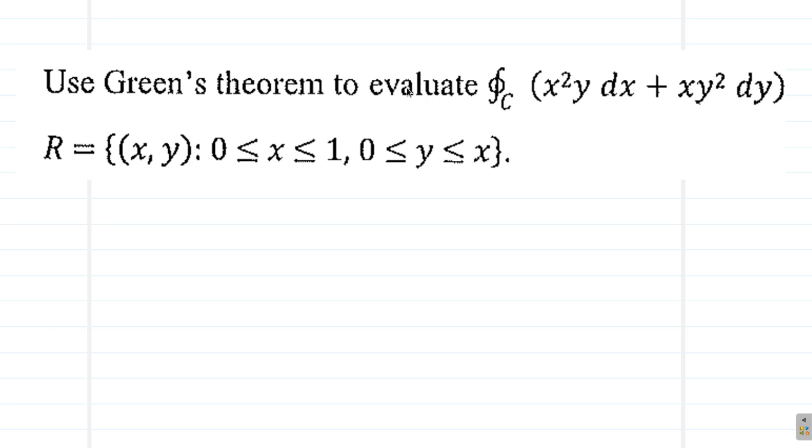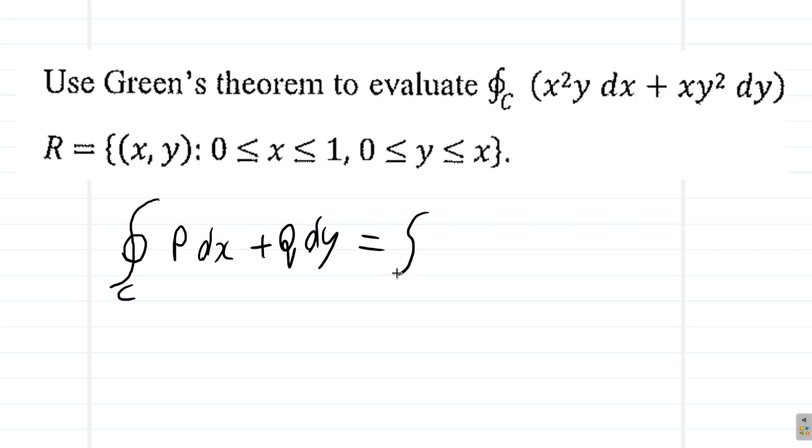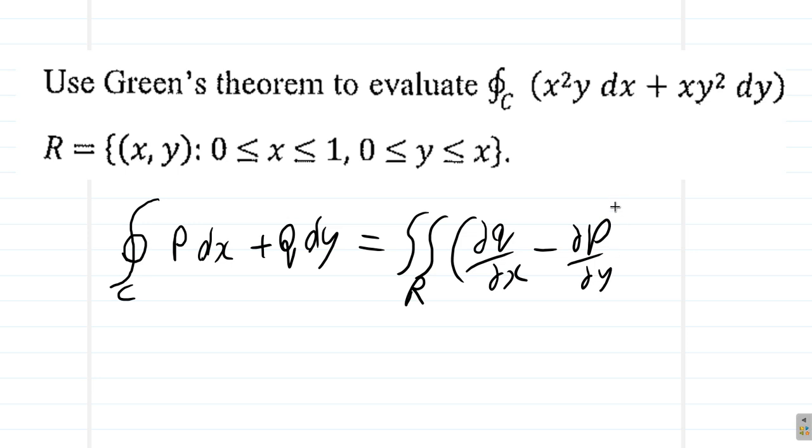Now, just a reminder of what the formula is for Green's theorem. It says the integral around a closed curve of a function p dx plus another function q dy is equal to the double integral around the region of partial q by partial x minus partial p by partial y dy dx.